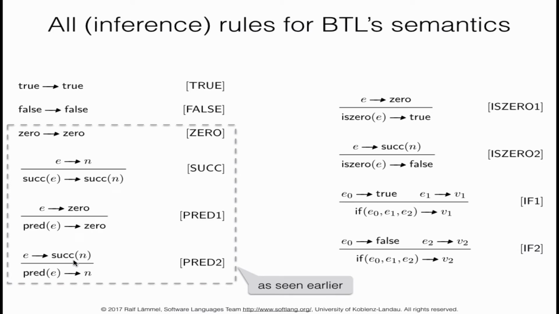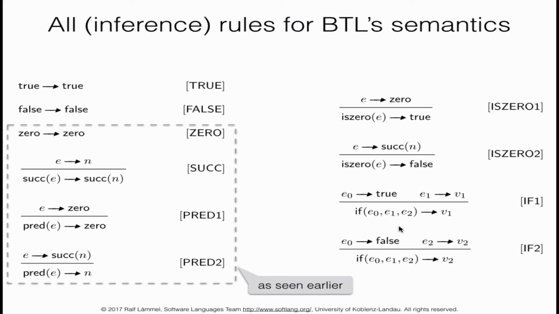We have seen the rules for pred, where we also evaluate the argument and then we might access the predecessor if available or not. Now here are the two rules for the zero test, where we essentially map a natural number to a Boolean value. So when the argument evaluates to zero, we return true. When the argument evaluates to non-zero, we return false.